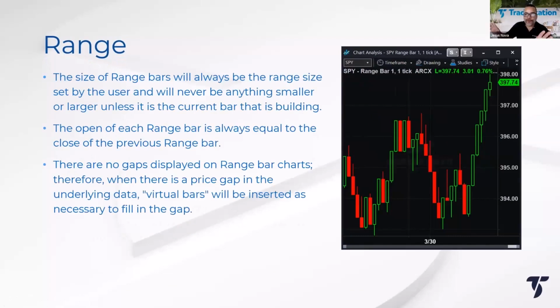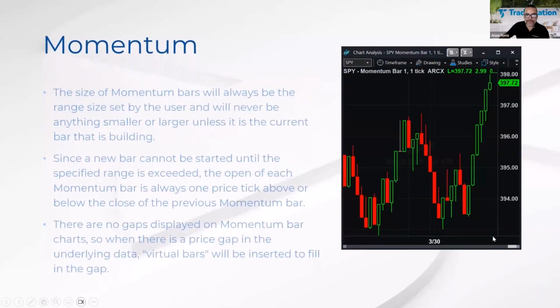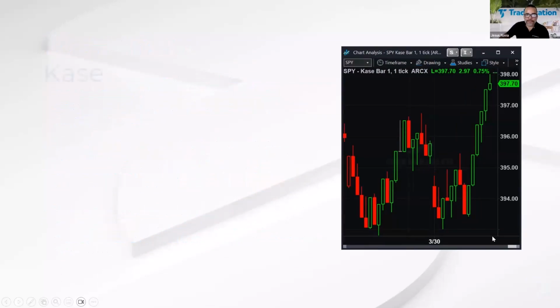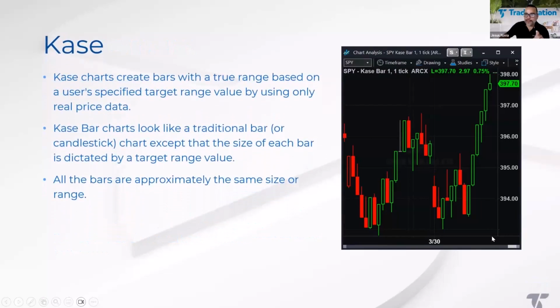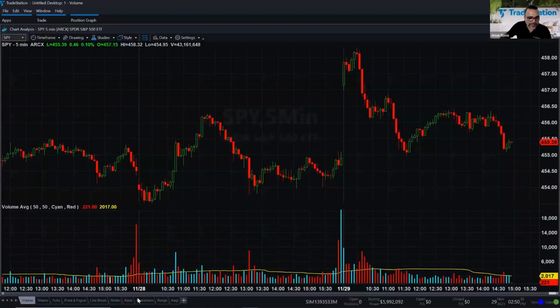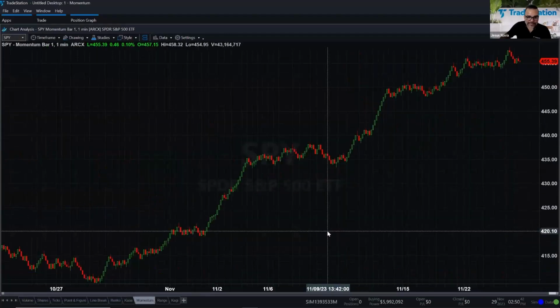Let me go here to my PowerPoint and show you the next bar type, which is range. I'm going to talk about 3 bars, but I want to summarize the next 3 chart types together, which are range, momentum, and Kase. You can see that the three follow each other right here inside of the PowerPoint or the PDF that was shared with everyone here. So let's talk a little bit about them and what sets the bar building on these chart types. Let me go over here to TradeStation and let's start off with momentum.